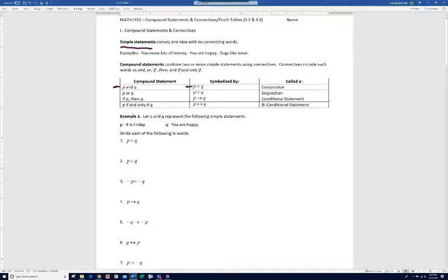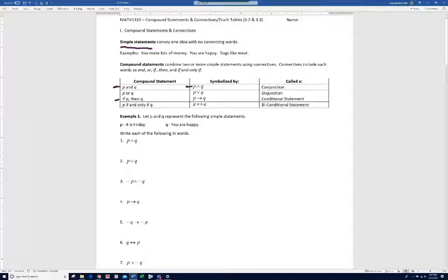Notice the if-then statement. That's this one here. If P, then Q. Another way we often say that is P implies Q. And that's what we call a conditional statement. And the if and only if statement is biconditional. Basically, P implies Q and Q implies P. The implication is both ways.